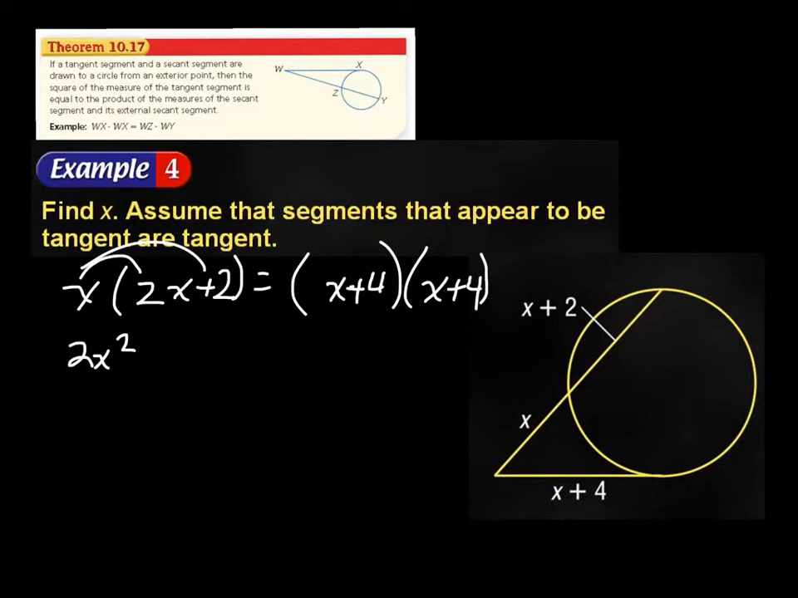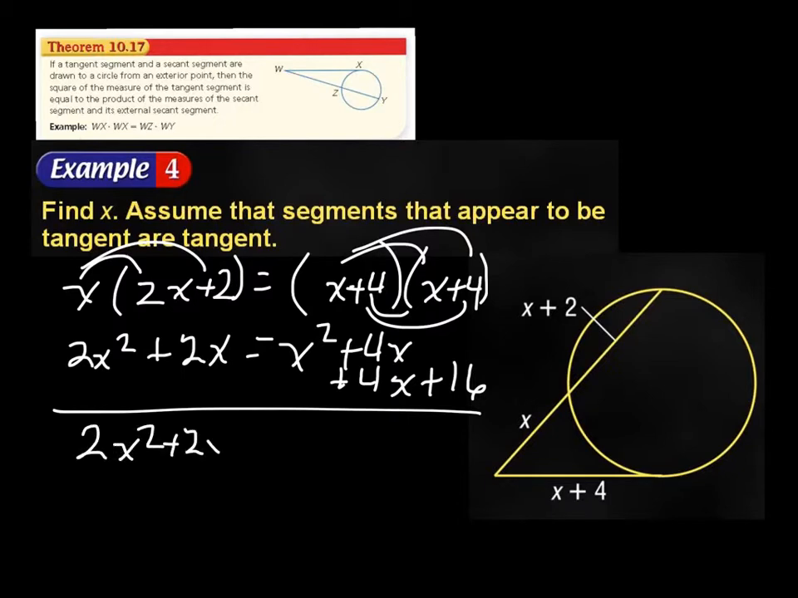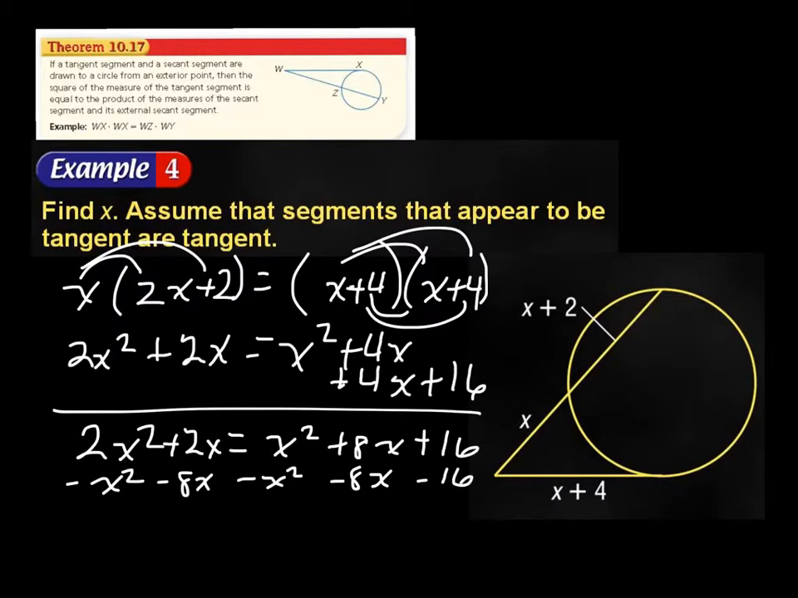Okay, so distributing, I have 2x squared plus 2x equals x squared plus 4x plus another 4x plus 16. When we combine our like terms, we have 2x squared plus 2x, and our perfect square binomial, first term squared, first times second times 2, plus second term squared. We get everything on one side of the equation, so subtract x squared, subtract 8x, and subtract 16.